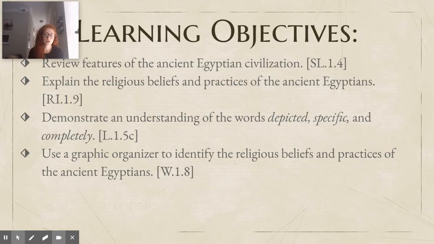All right, guys, let's check our learning objectives for today. Review features of ancient Egyptian civilization. Check. Explain the religious beliefs and practices of the ancient Egyptians. Check. Demonstrate an understanding of the words depicted, specific, and completely. Check, check, check. Use a graphic organizer to identify the religious beliefs and practices of ancient Egyptians. We're going to do that later.